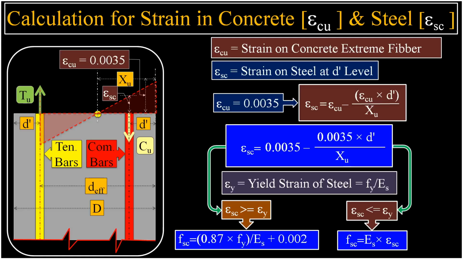0.87 times Fy. However, if epsilon Sc is less than the yield strain epsilon y, the steel remains in the elastic range, and the stress is calculated using Hooke's law, Es multiplied by epsilon Sc. This stress value, Fsc, is then used along with the compressive force Cu to determine the column's ultimate capacity for any given neutral axis depth, xu.